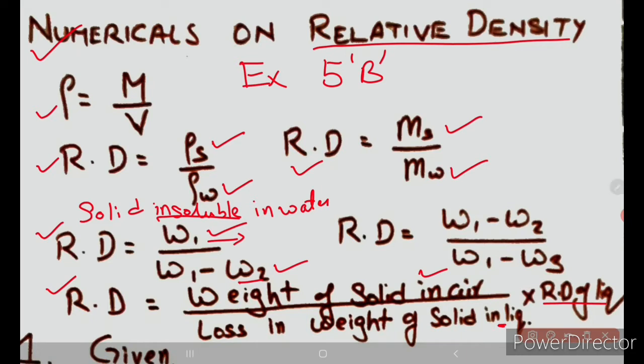Then we have the last one, which is the relative density of the liquid, which is equal to the weight of the solid in air minus the weight of the solid in the liquid, upon the weight of the solid in air minus the weight of the solid in water. So W3 is the weight of the solid in water, which we have already discussed in the theory part. So let us go to question number 1.